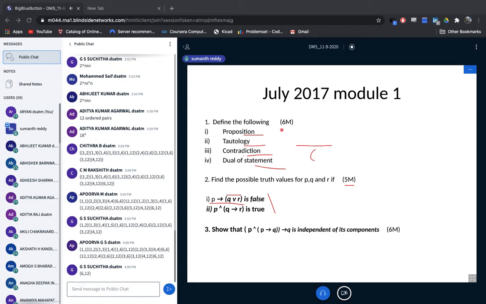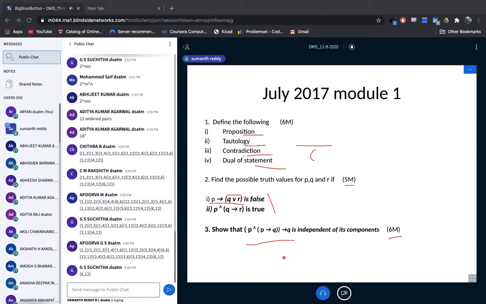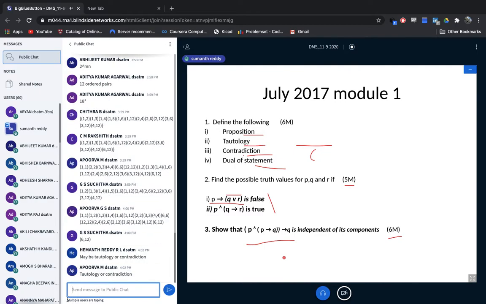So that is 5 marks, 6 marks, and one more question. Okay, actually most of the students, by looking at this problem, will think that this is out of syllabus. But can you guess what he is actually asking? He's asking whether P and (P implies Q) is independent of its components. So what is he trying to ask? Exactly, he is trying to ask whether it is a tautology or contradiction.